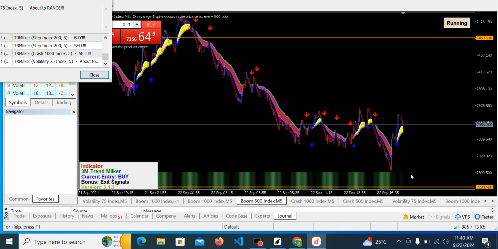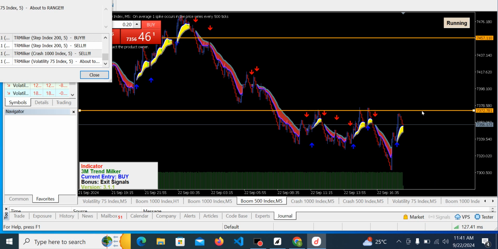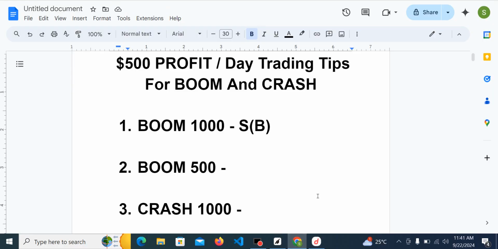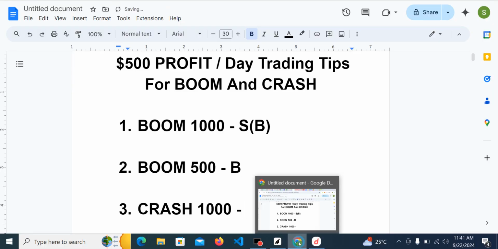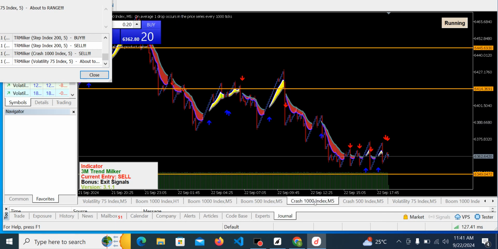Once it breaks out above this particular resistance zone, it's going to buy more. So we expect more of a buying opportunity right from there, because it has got into a major support zone already. Okay, next one should be Crash 1000.